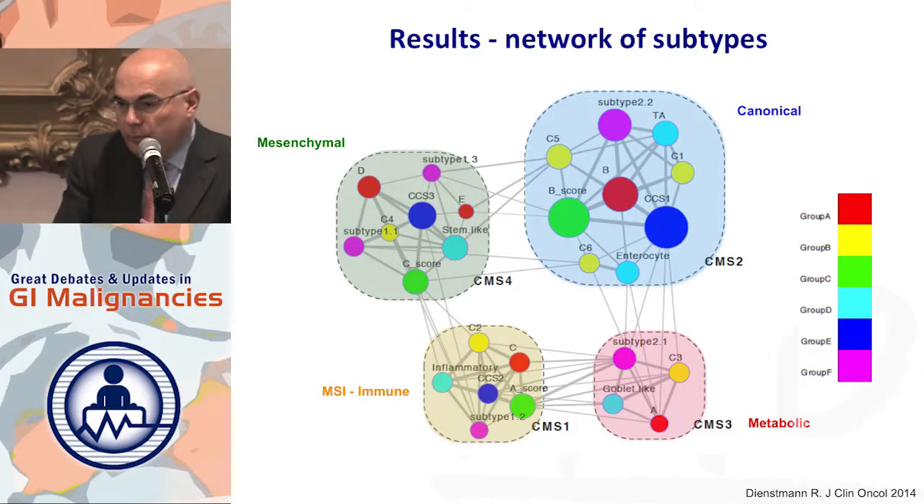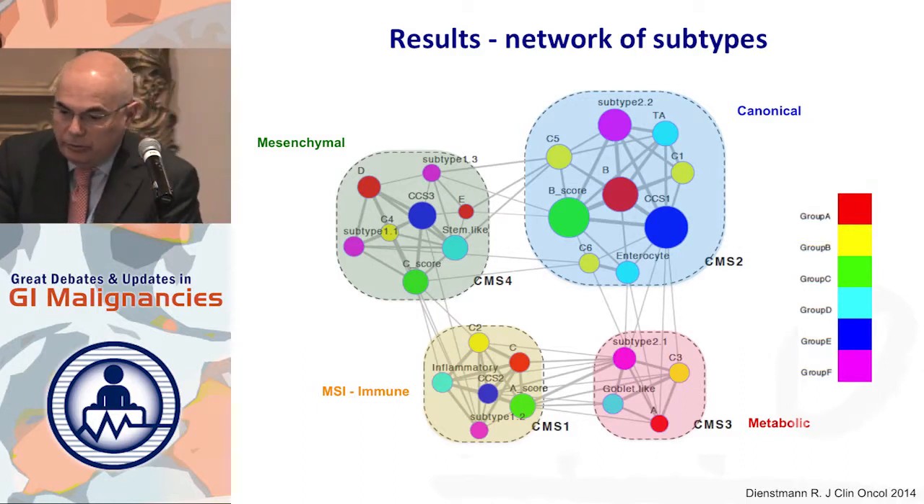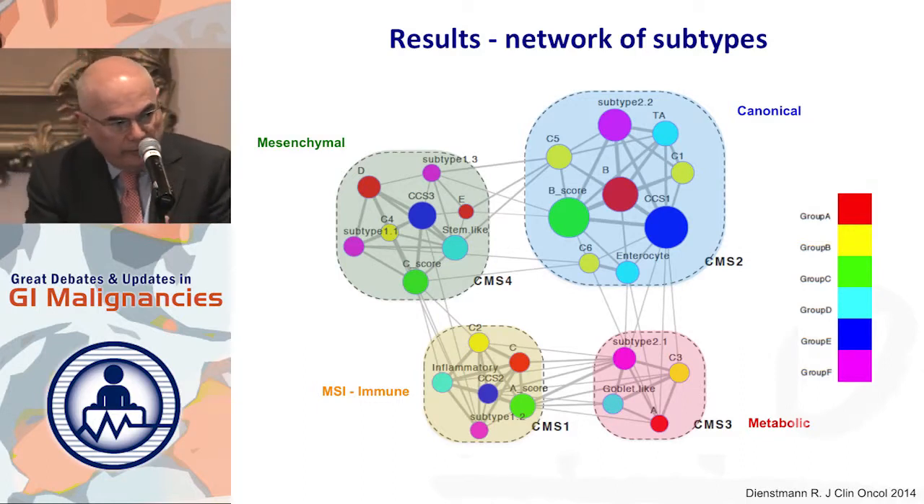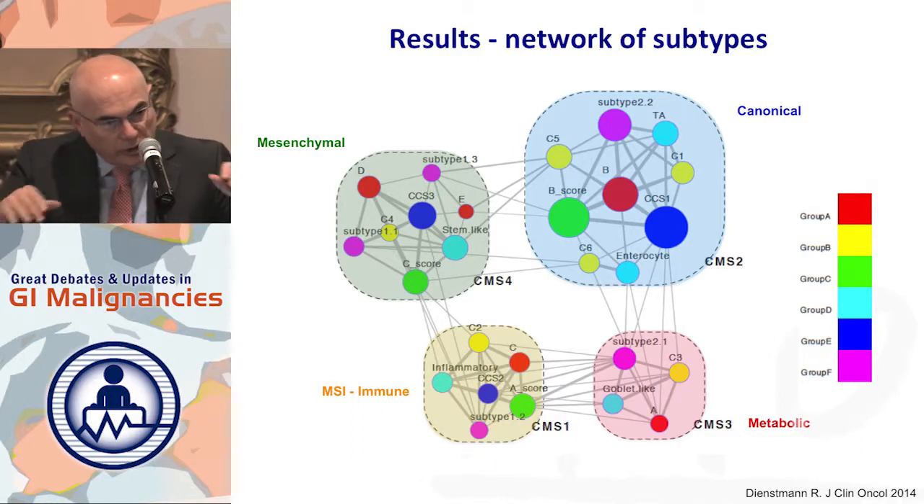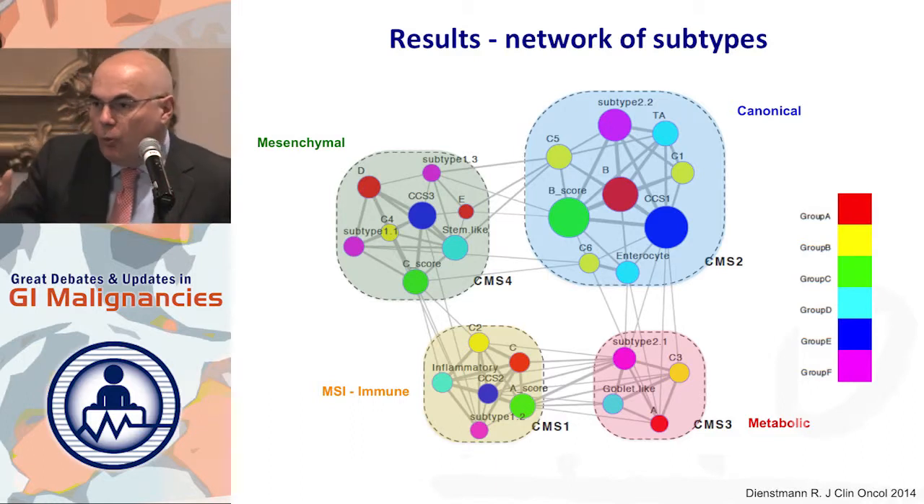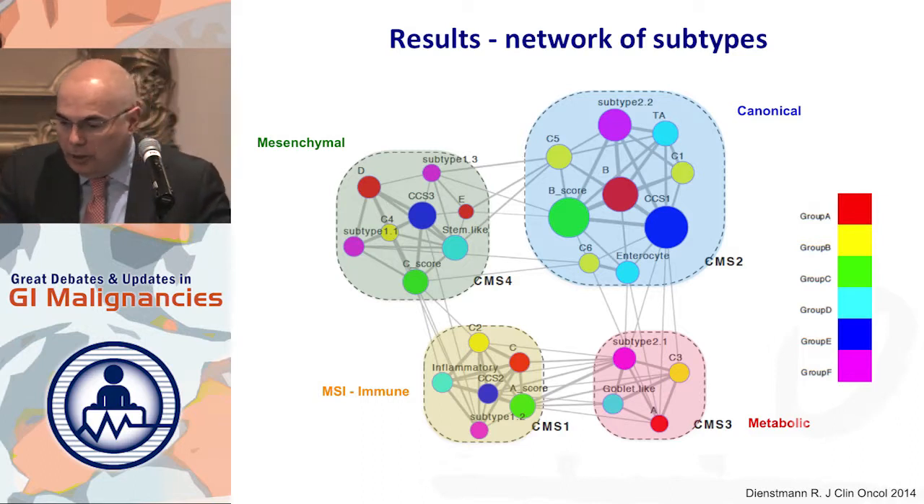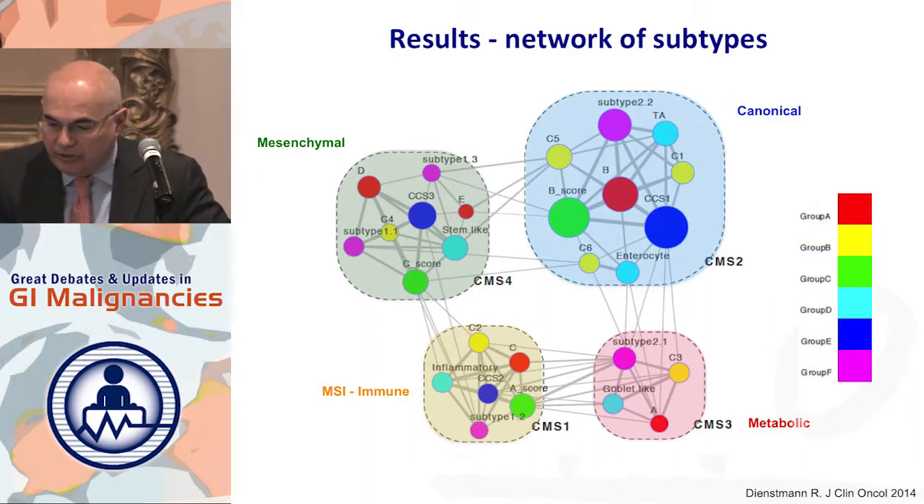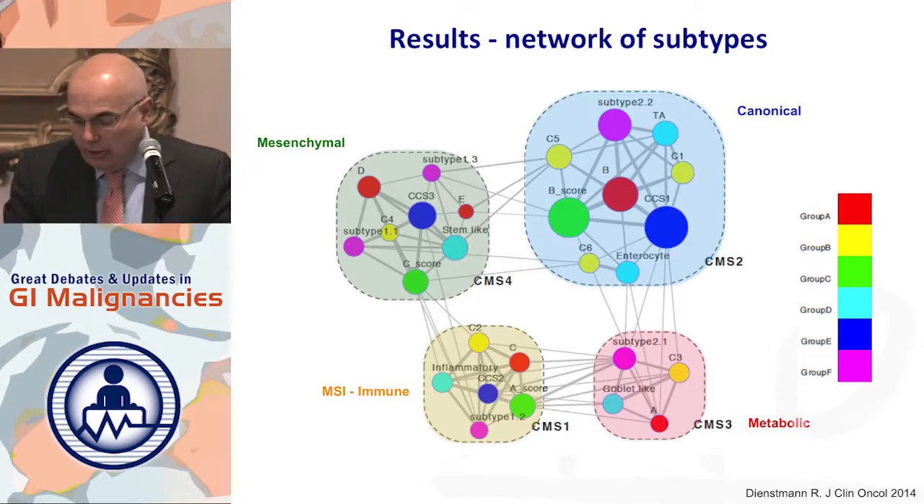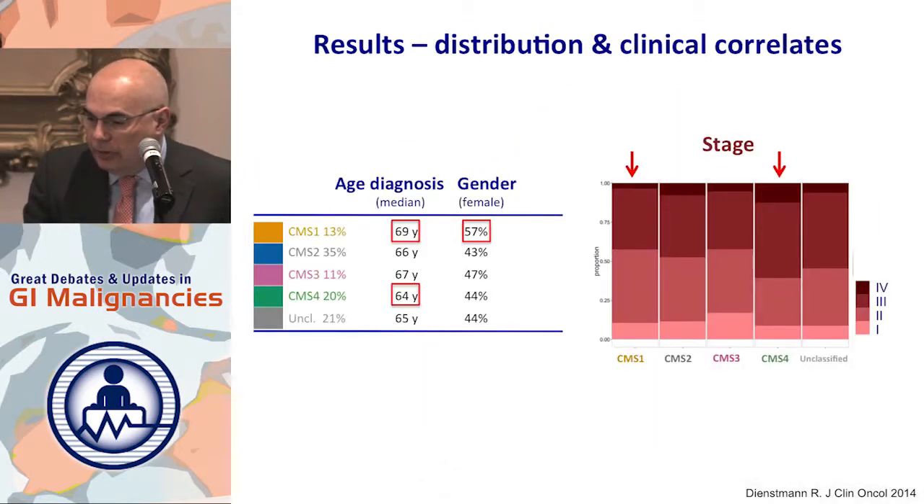So to make this brief, actually what the investigators did is to put together all these different patients from the different series and try to converge on one unique classification with 4 different subtypes. You can see here the subtypes: MSI or immune, the mesenchymal, the canonical, and the metabolic. And now we will describe a little bit how these different subtypes work.